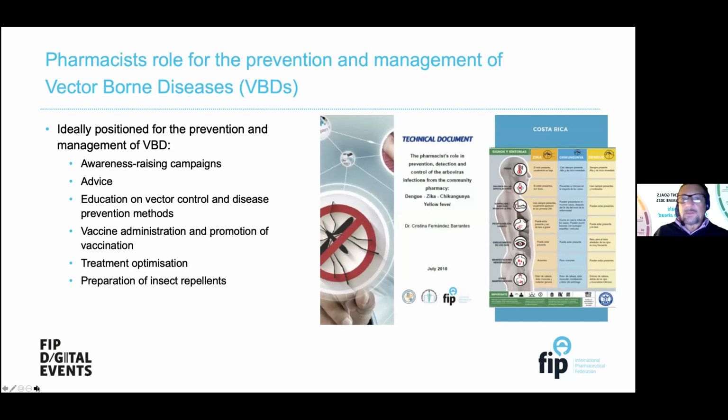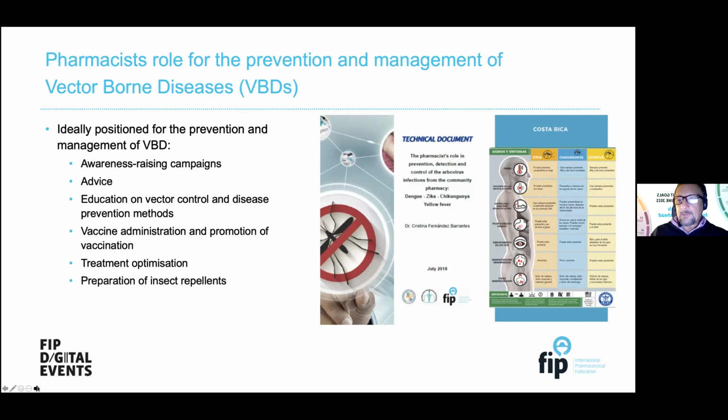So, the pharmacy's role is for the prevention and management of vector-borne disease. We know that we are ideally positioned for prevention. We have developed in the regions a technical document. This was three years ago and was supported by the FIP Foundation for Education and Research, and it was elaborated by Dr. Cristina Fernandez. It is available on the forum's website, this technical document of the pharmacist's role in prevention, detection, and control of arbovirosis infection, and it's focused on three arboviroses, dengue, Zika, and chikungunya, and yellow fever also.